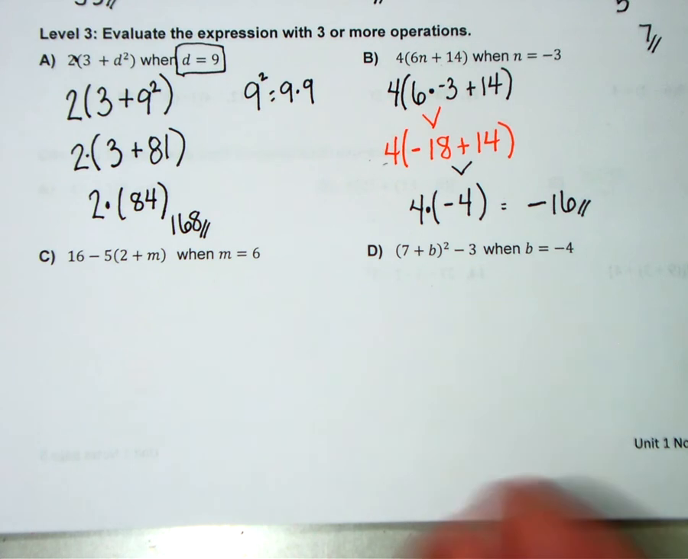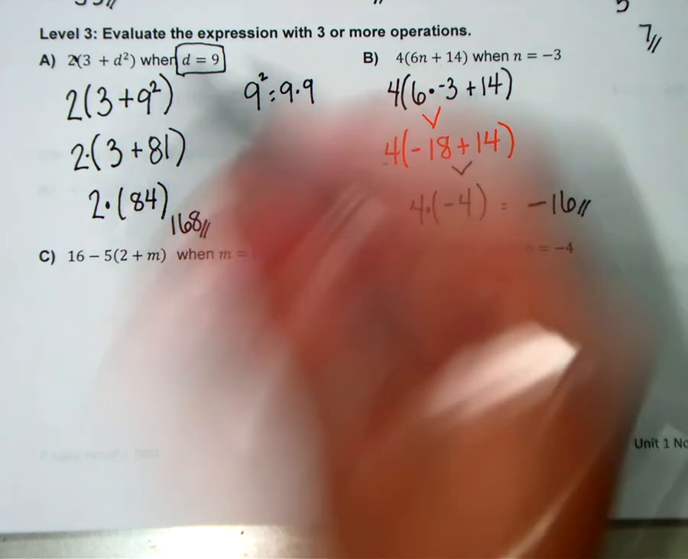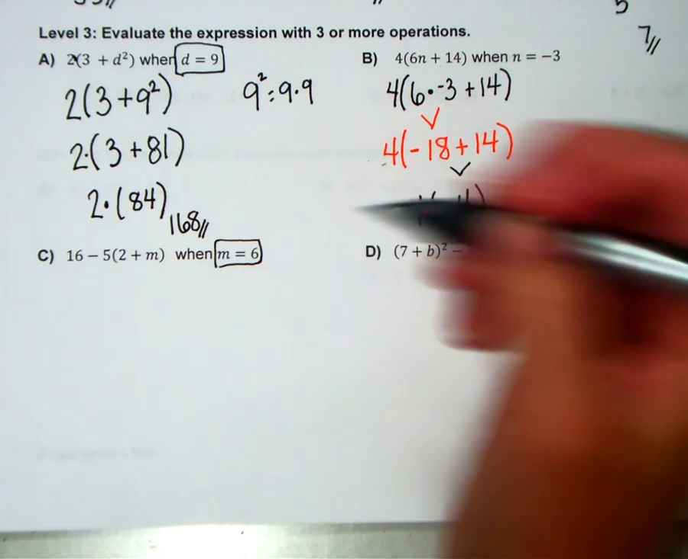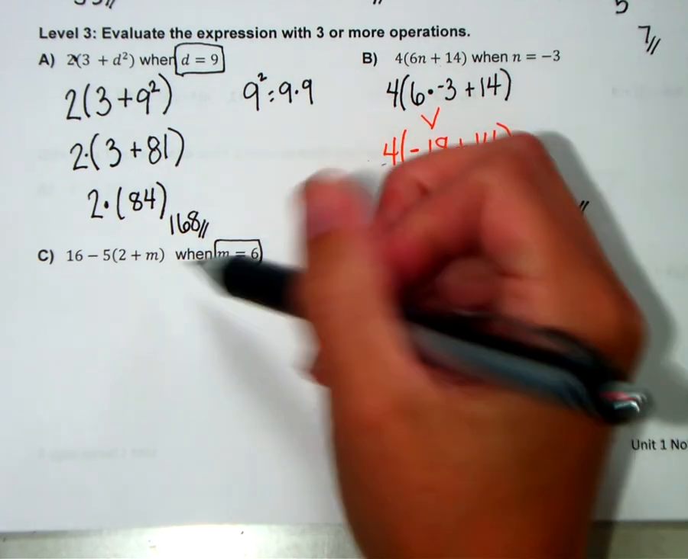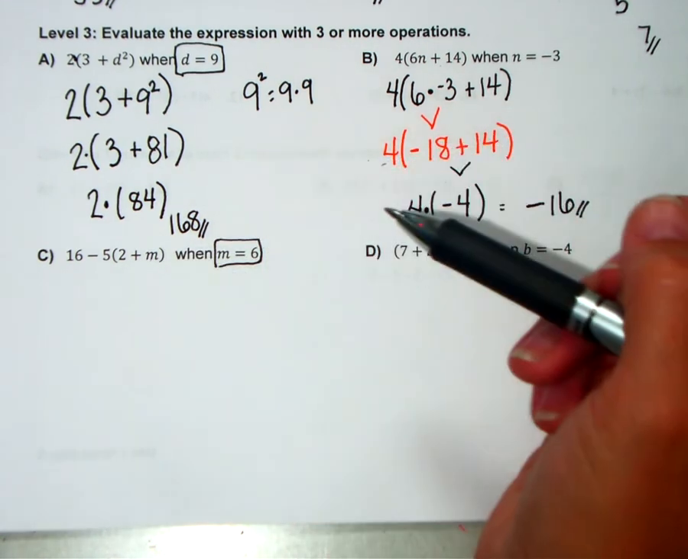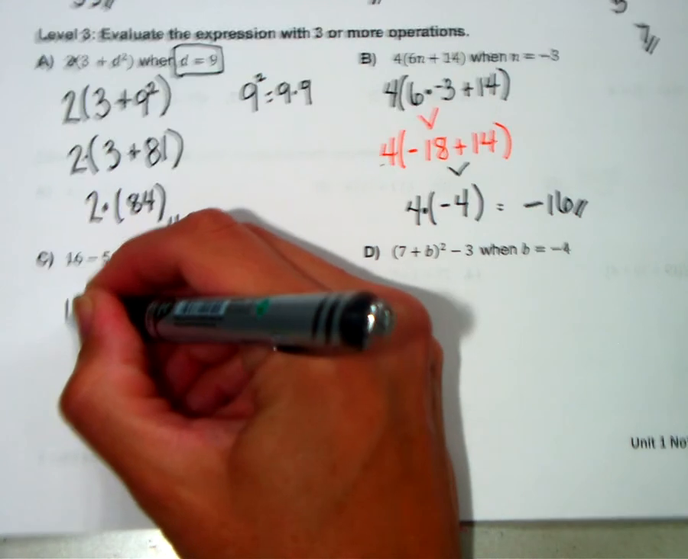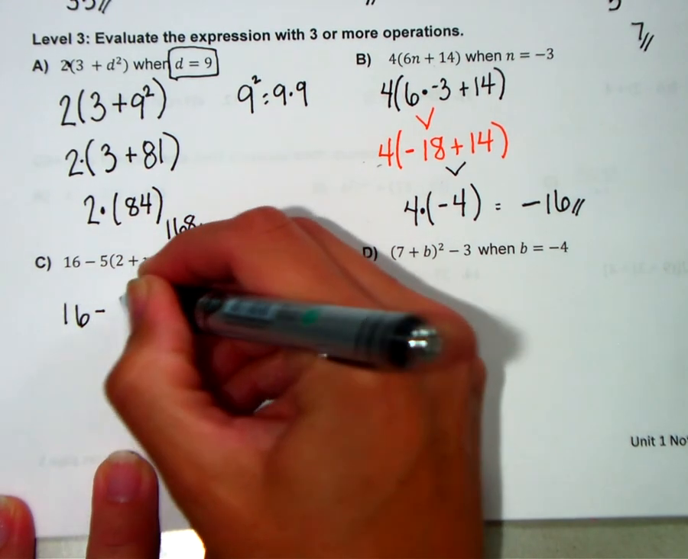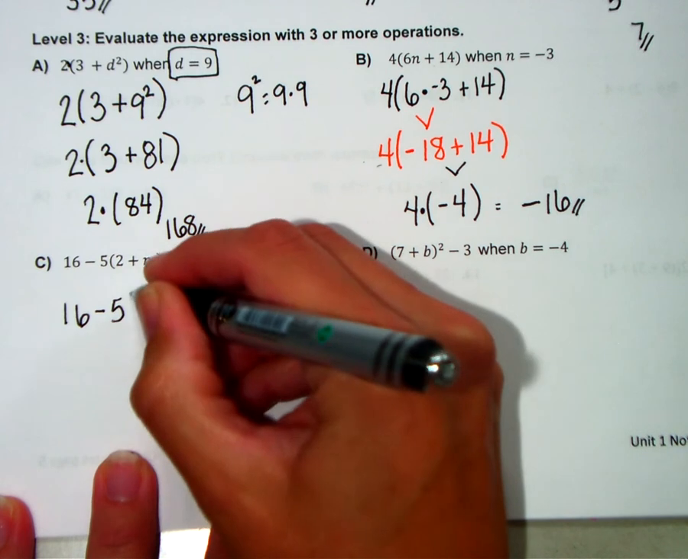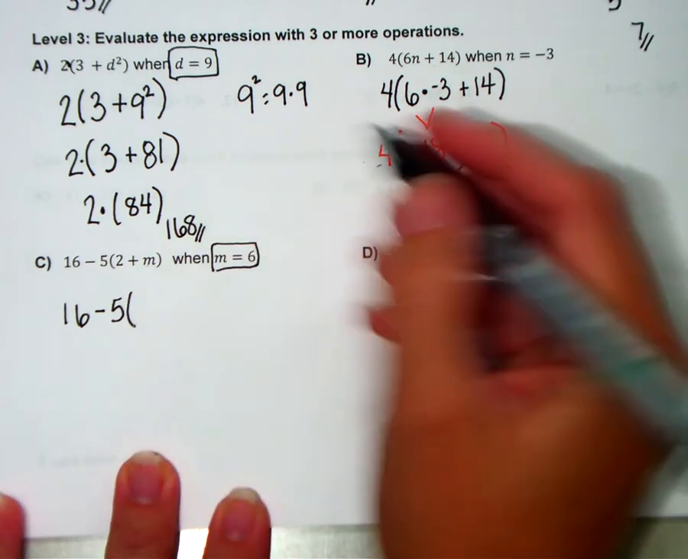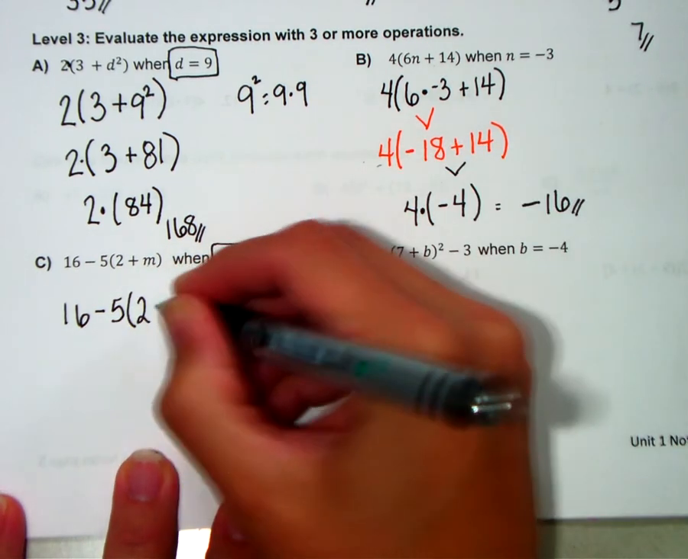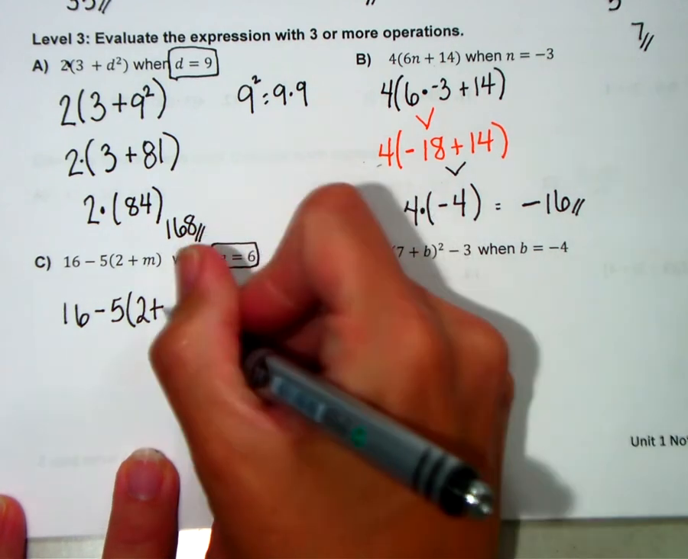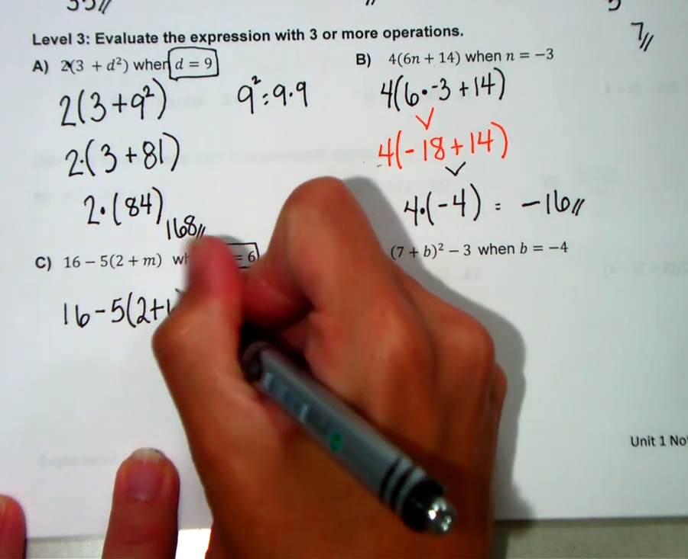Okay, so the first step is always to replace. We're going to replace m with my number 6. Okay, so wherever you see this m, you're going to put a 6 there instead. So 16 minus 5, and then 2 plus, don't write m, replace the m with the number 6.